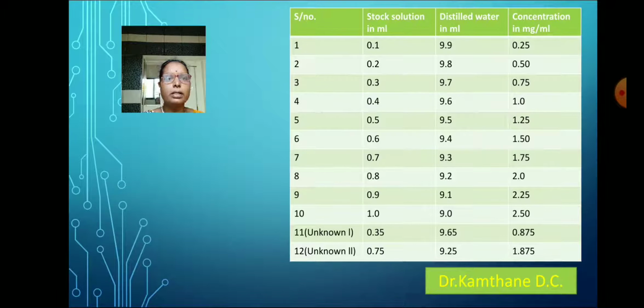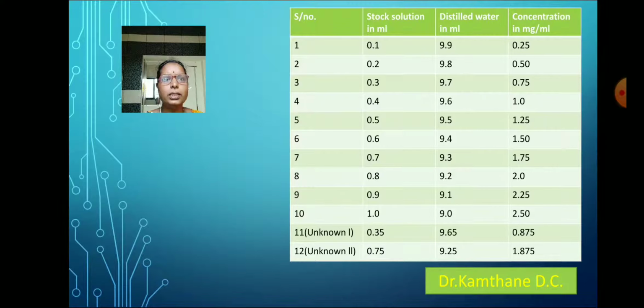Near about 12 dilutions we have to prepare: 10 dilutions plus 2 unknown dilutions. First, the first dilution: 0.1 ml of the stock solution is diluted to 10 times, and this gives 0.25 milligram per ml of the first dilution. For the second dilution, 0.2 ml of the stock solution is added to 9.8 ml of distilled water, giving 0.50 milligram per ml of the dilution.